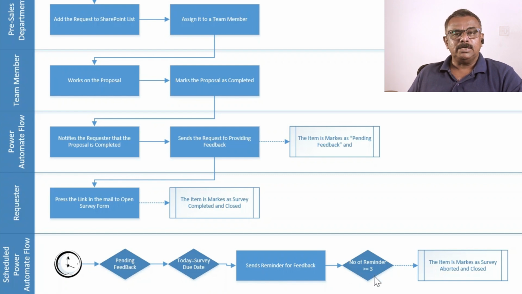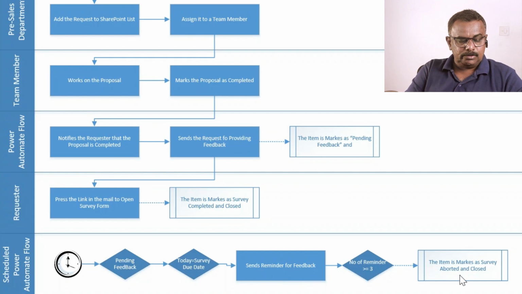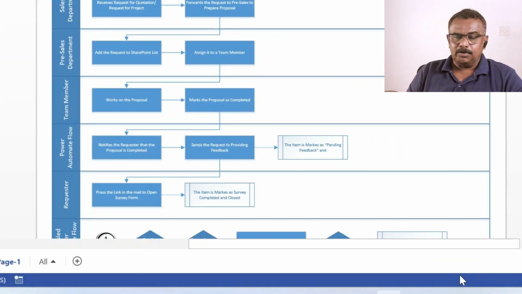Suppose we have to send only three reminders for one request. It checks if we have already sent the third reminder. If so, it marks the task as aborted and closes it. So this is what we are going to do in the Power Automate flow. Before we proceed further, let us quickly see a completed version of this simple app so that we understand what we are going to build down the line.